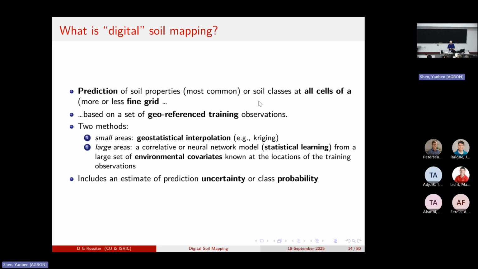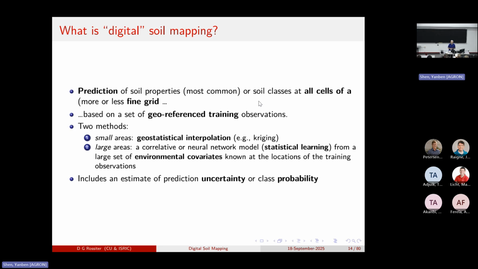So what are we trying to do? We want to predict soil properties, sometimes soil classes, at all cells over a fine grid. So over some area at some resolution, we want to make a prediction everywhere. What we do is based on some training observations. Obviously, if we haven't looked at the soil, we can't do anything. So we look at the soil, we know at certain points what is there. And there are two methods based on that. For small areas, geostatistical interpolation such as kriging. If you have lots of points, you can just attempt to interpolate those using something like kriging over your full grid. But for larger areas, that's impossible.